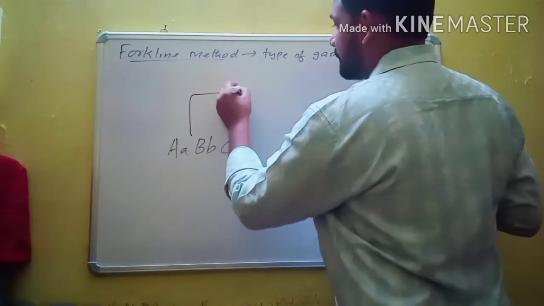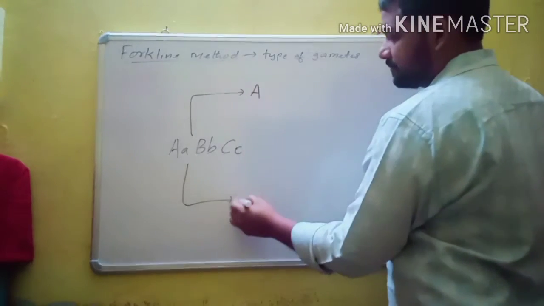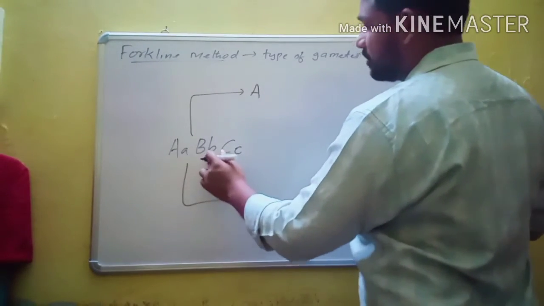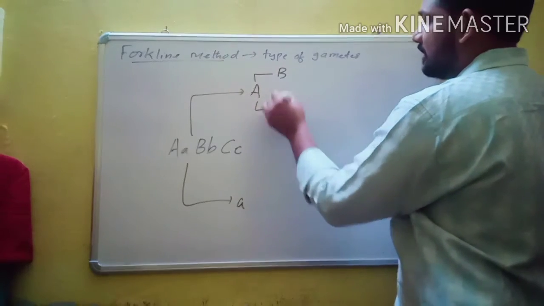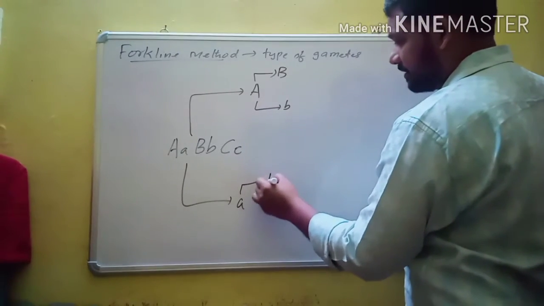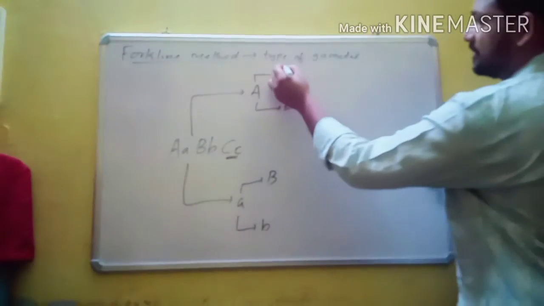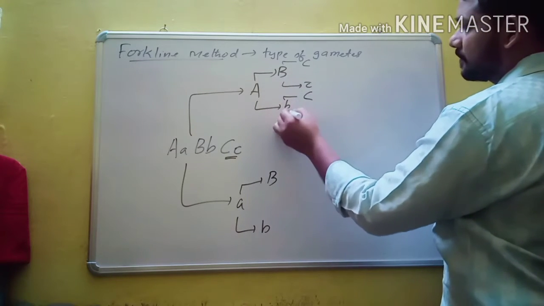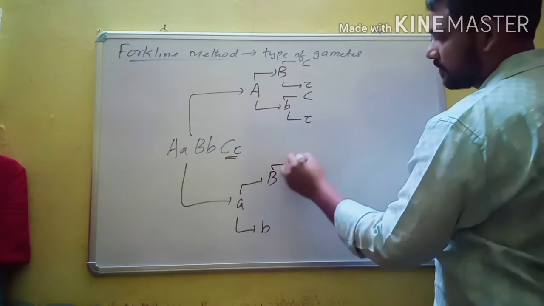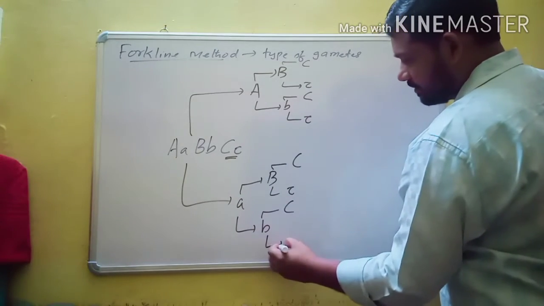Like the first one, capital A and small a both get separated. This is capital B and small b, so they are also separated with both the alleles. Here also the same, capital C and small c. This is also a heterozygous condition, and they are separated like this.